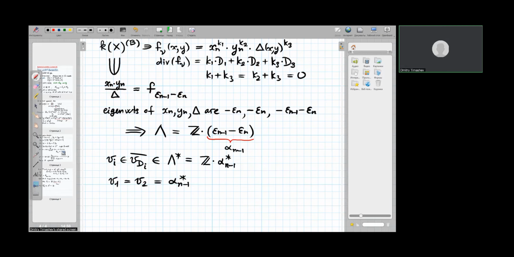While the last B-stable divisor, D3, our function has a pole along D3, a pole of order 1. So the last of these three vectors, the vector V3, equals minus alpha n minus 1 star. Okay, so we have found the vectors corresponding to these B-stable prime divisors. And now let me describe the polytope P.